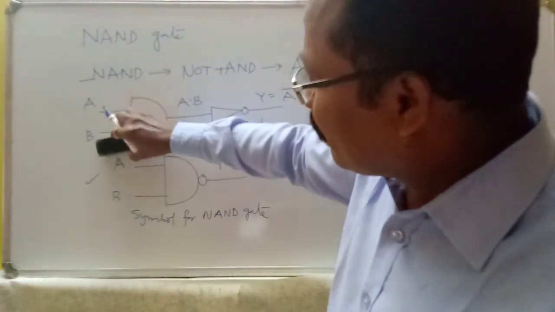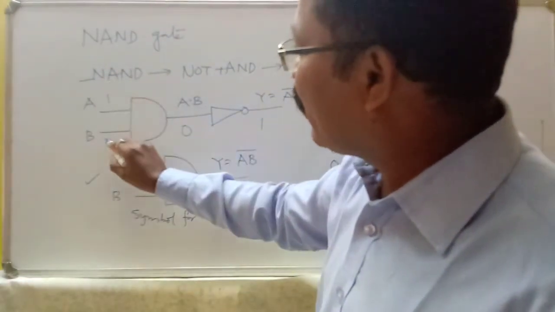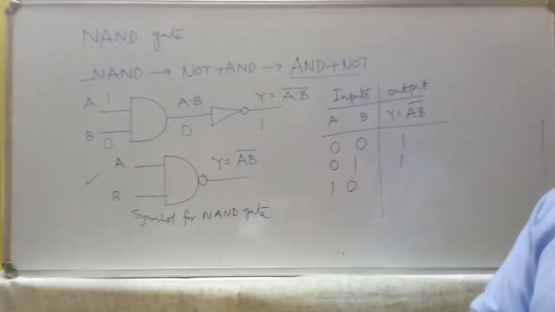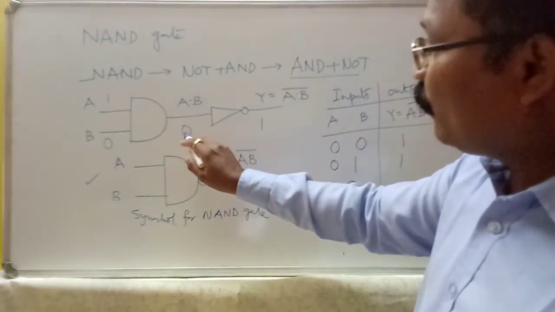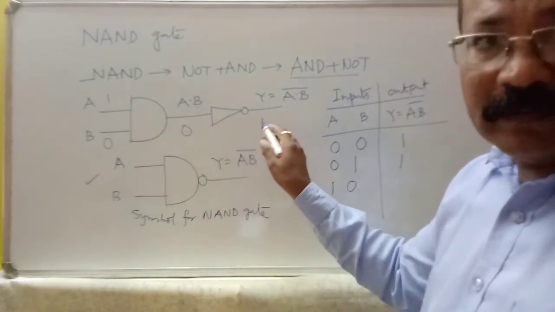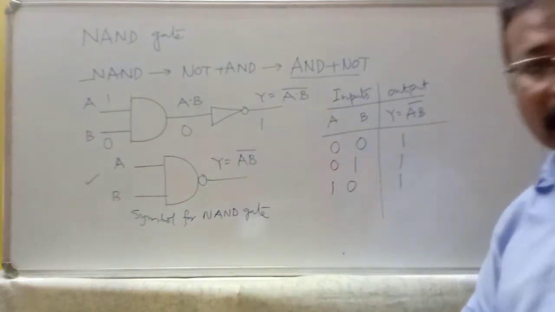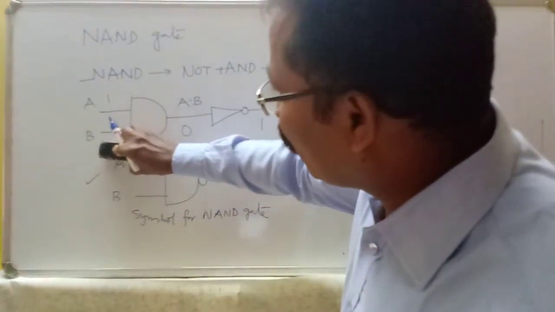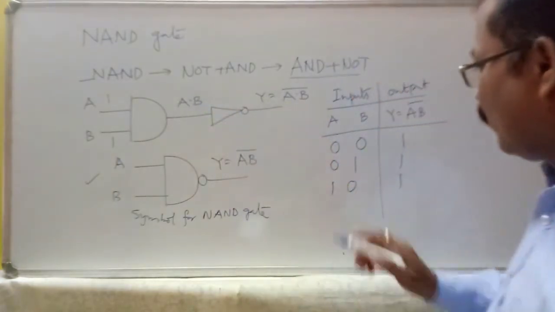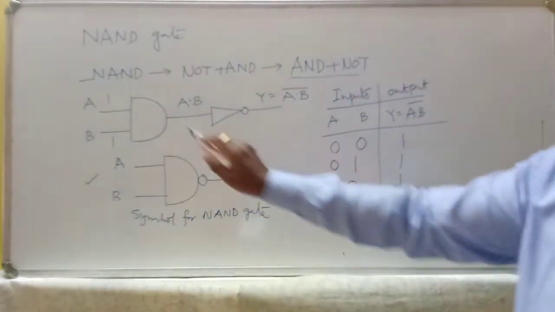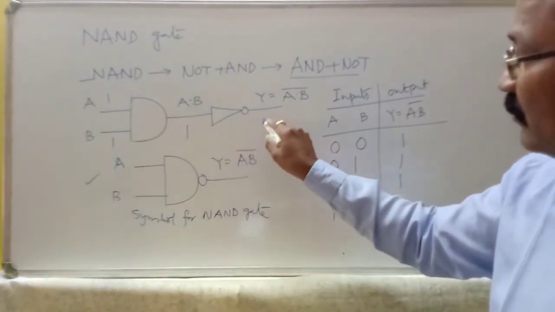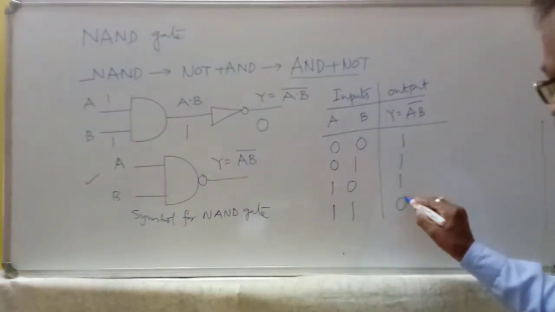In the third case, A is 1 and B is 0. Here what is the output? 1 into 0 is nothing but 0. 0 complement is 1. When both the inputs A and B are 1, 1, here 1 into 1 is nothing but 1. What is the complement of this 1? 0. So the output is 0.